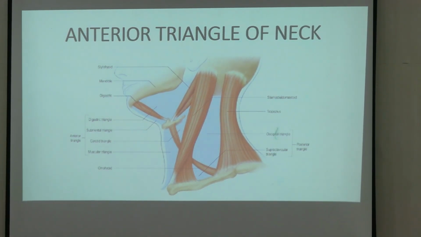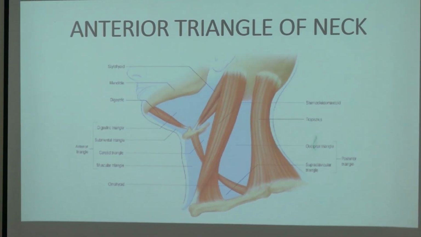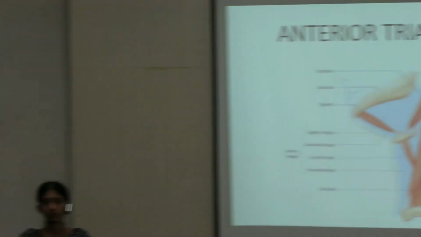So base of the posterior triangle is formed by, okay, apex is formed by, okay, medial border or other boundaries of your triangle is formed by, okay, posterior border of trapezius. Fine.